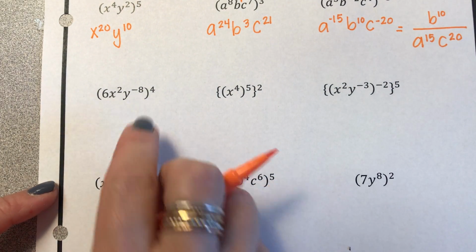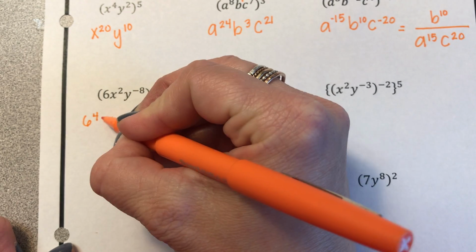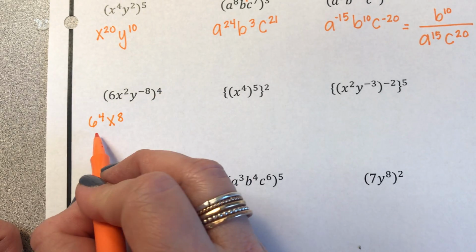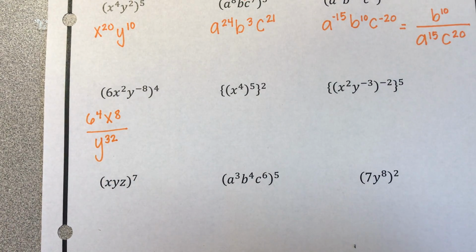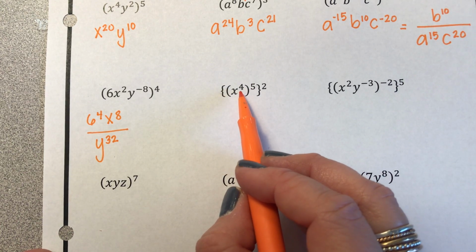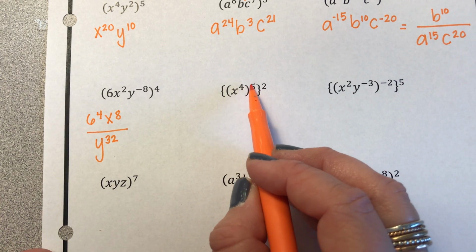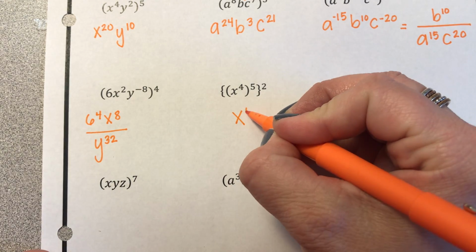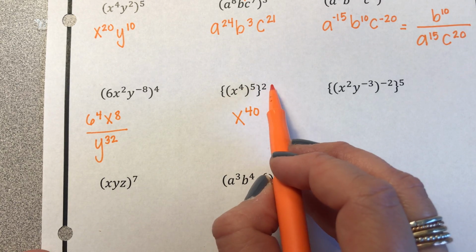Okay, let's look down here at this next one. We have 6 to the 4th, and then x to the 8th, and then y would be to the negative 32 power. So we can go ahead and make it positive by putting it in the denominator of our fraction. In this middle one, we have x to the 4th to the 5th to the 2nd. So x to the 4th to the 5th would be x to the 20th, and then squared would be x to the 40th power. 4 times 5 is 20, 20 times 2 is 40.